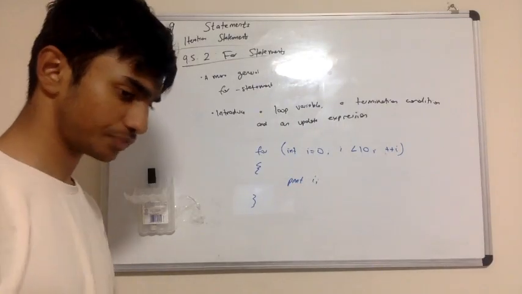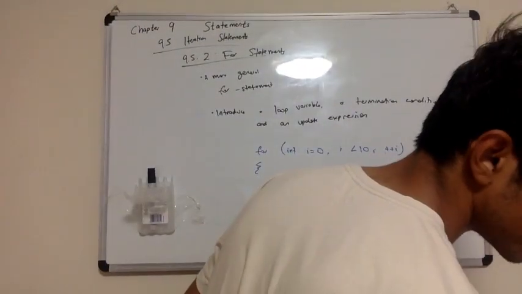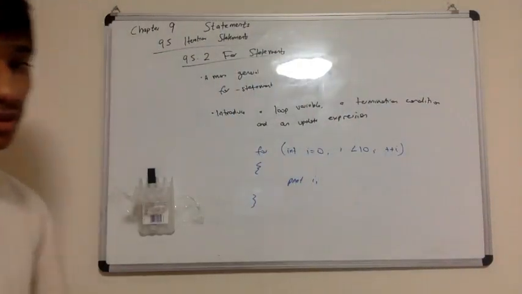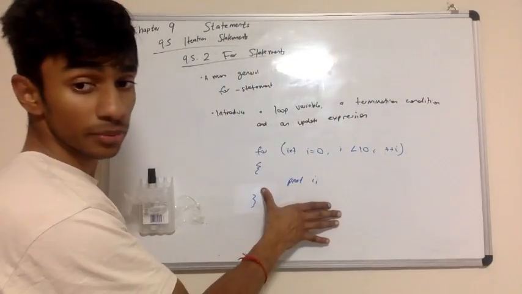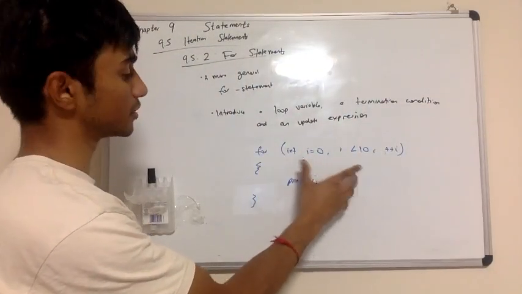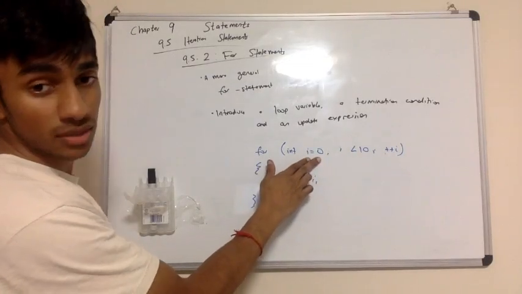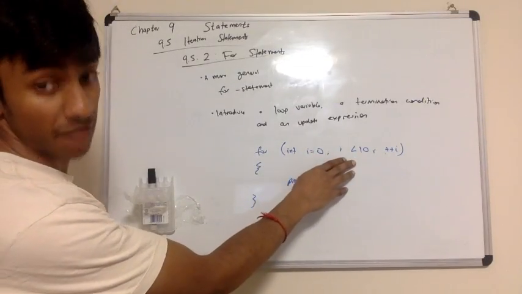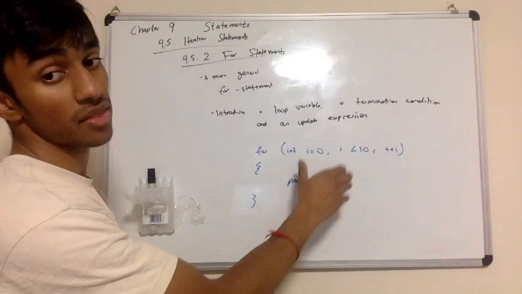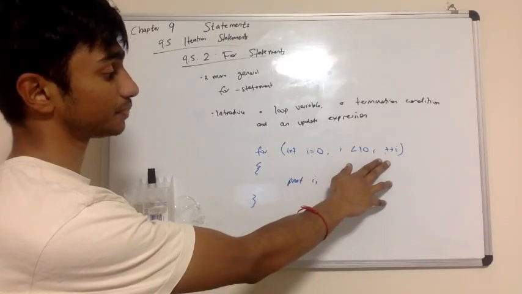In terms of execution, to really understand what's happening, the first value of i is going to be 0, right? Let me say that again. The first value is going to be 0. It's going to check that the condition is true. If it is, it's going to run the loop, and then it's going to increment, and do the update expression. Okay.